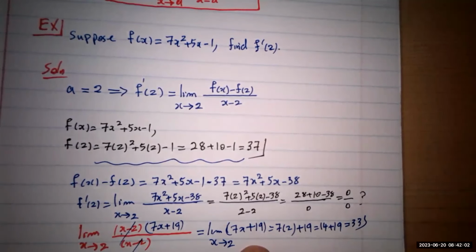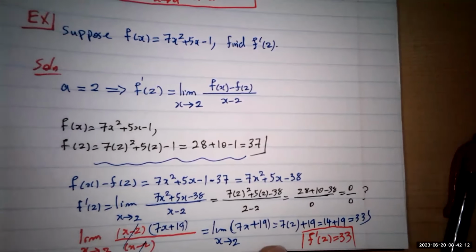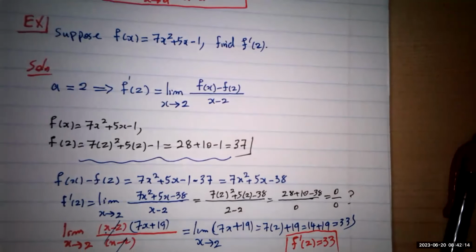So the derivative of the function, f prime of 2, is equal to 33. Of course, there's going to be a shortcut at the end of today, but we're just starting. Anyhow, we are going to operate with this formula. f prime of 2 equals 33. And later on, this is going to be just the slope of the tangent line.